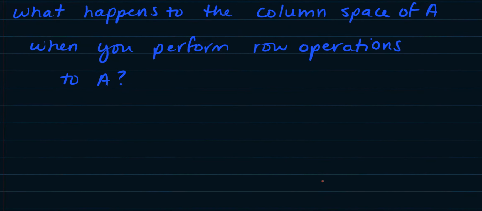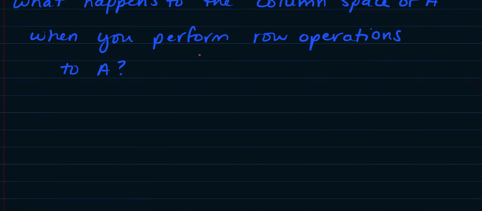Let's move on. So we said that if we had the row space of A and we put A into the reduced row echelon form, then the row space of the reduced row echelon form is equal to the row space of A. And that's very helpful when we want to find the row space of A, because if we already know the reduced row echelon form, the row space is easy to find. But what about the column space? So what happens to the column space of A when you perform row operations to A?